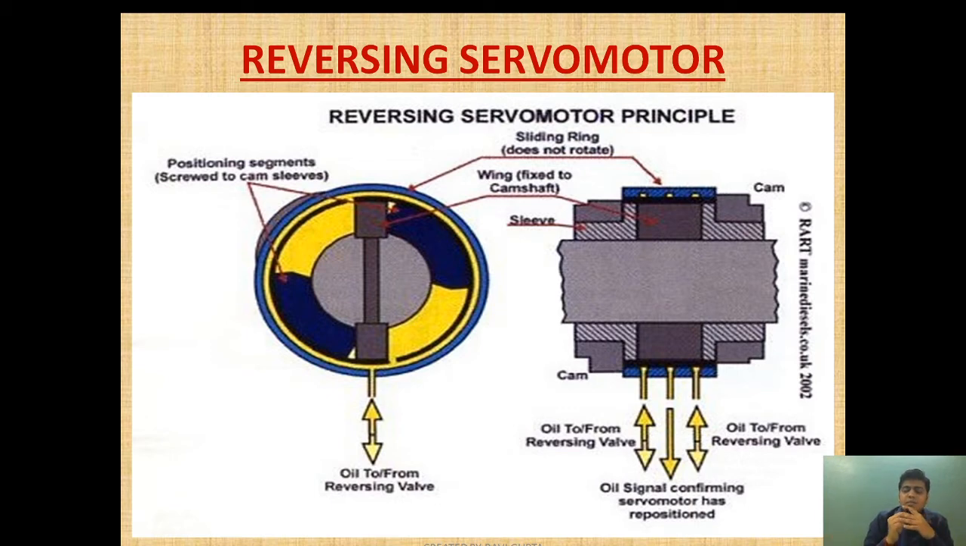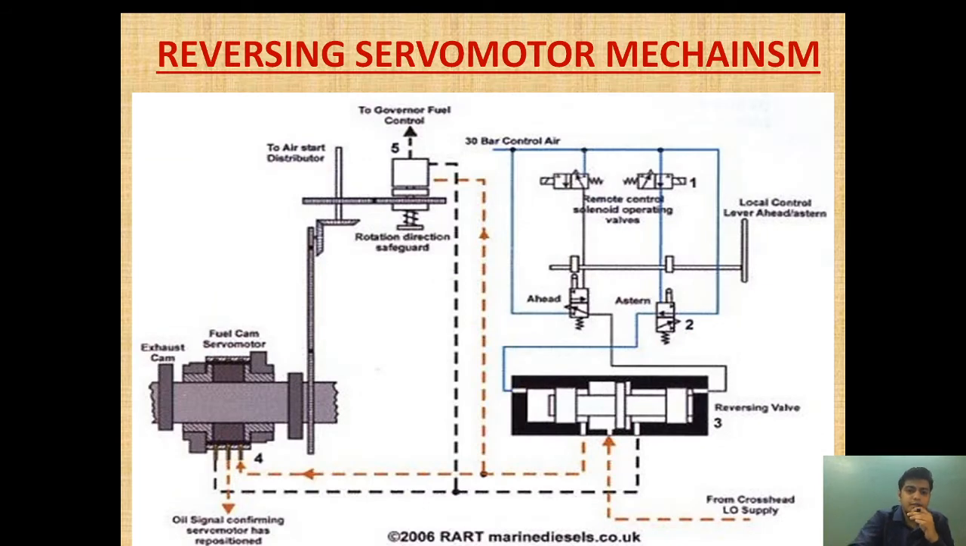So let's see it in the reversing servo motor mechanism sketch. I will show you better; you will understand better. So here, as you can see, this is the reversing servo motor mechanism. Now, as you can see here, this is a 30 bar control, and this is the control station where the ahead or astern signal will be given whenever the engine is to run in the ahead or astern direction. Okay, now suppose right now the engine is in stop condition.